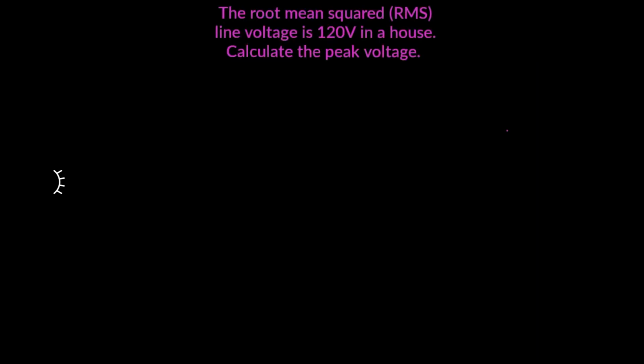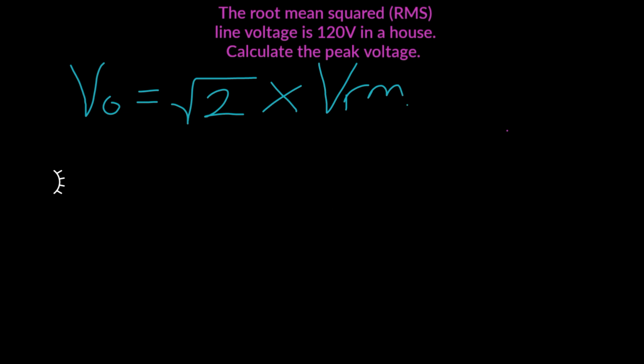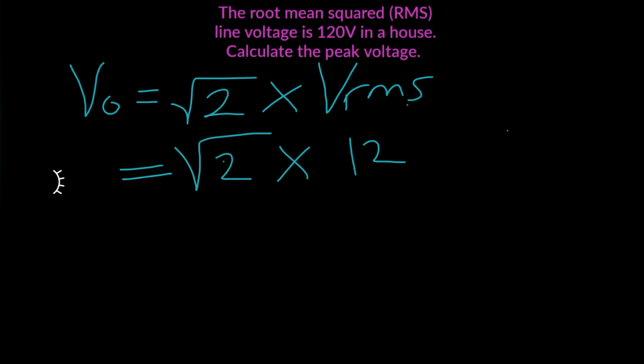Let's solve some questions regarding the explanations we just made. The root mean squared, which is called the RMS, line voltage is 120 volts in a house. Calculate the peak voltage. So, the peak voltage is equal to the square root of 2 multiplied by the RMS voltage. The RMS voltage is 120 volts, then we multiply it by the square root of 2.